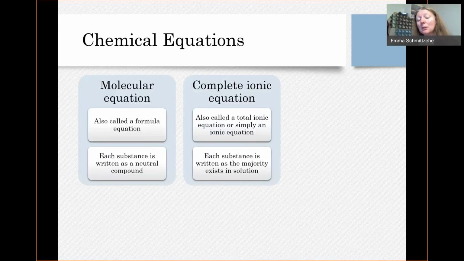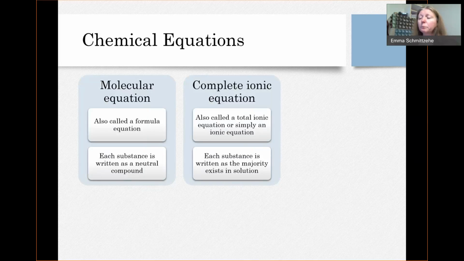So remember, when some things dissolve in water, some things stay as a neutral compound, but some things break up into ions, okay? So the things that do break up into ions, at least when the majority breaks up into ions, they would be rewritten as ions, okay? Whereas things that stay neutral or most of it stays intact as a neutral compound, those things we would write just as a neutral compound. So this is almost like an extension of a molecular equation. You take your molecular equation and you convert it to a complete ionic.